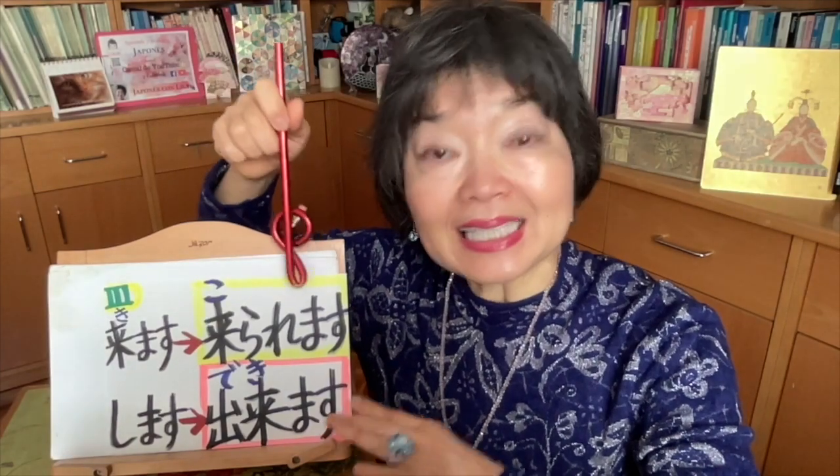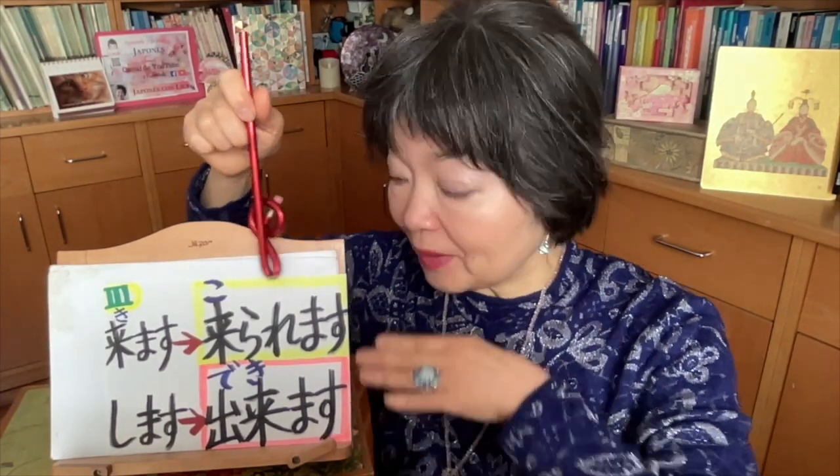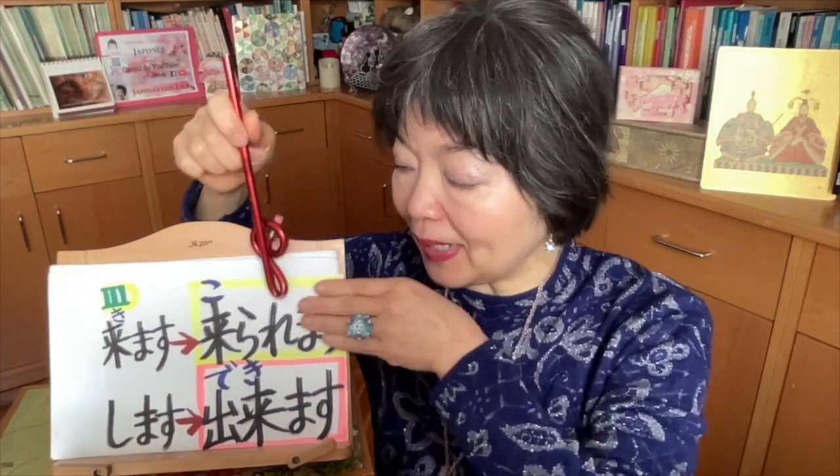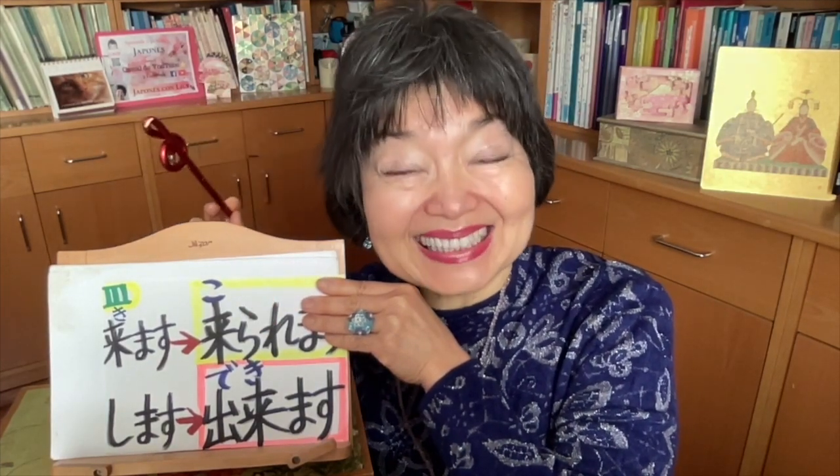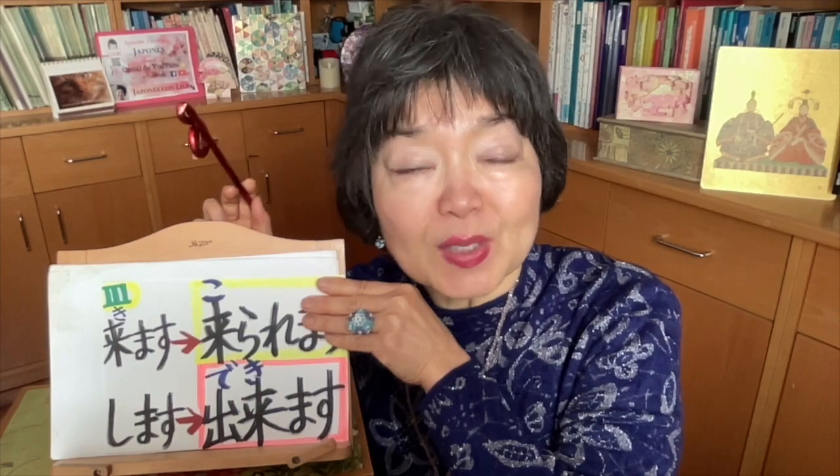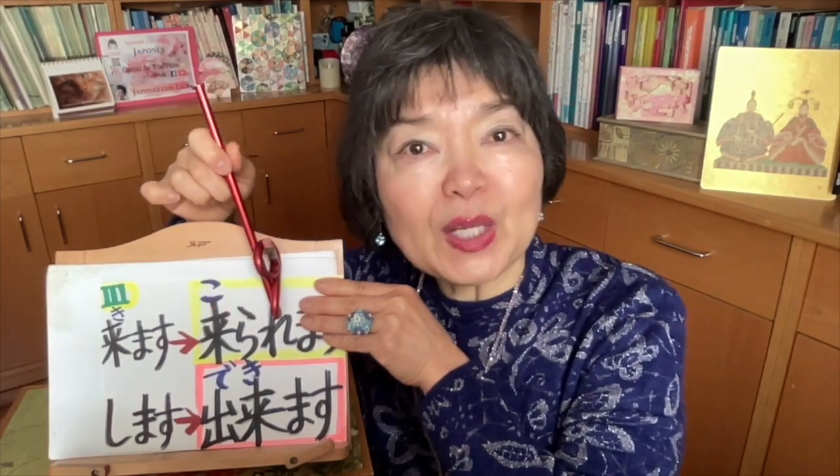Okay? 来られます, できます. Even if this 来ます is third group, 来られます is group 2, because 来られます without that ます, れ is a sound. So this is group 2. I can conjugate like this: 来られる, 来られない, 来られて, 来られた.